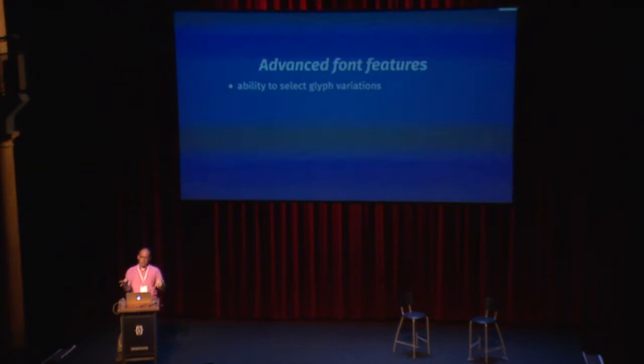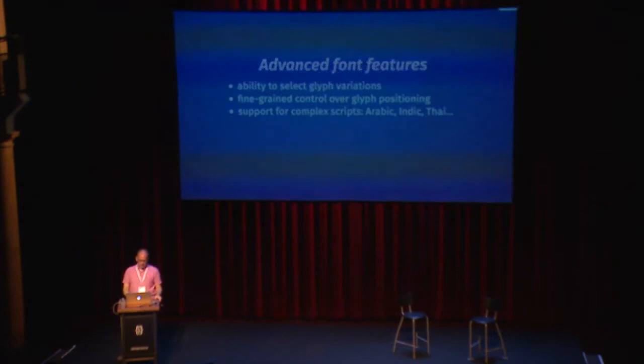Advanced font features also give you a better way of controlling glyph positioning, such as kerning, and also better support for complex scripts, such as Arabic and Indic and Thai, languages where you can have a sequence of code points that mean that the glyphs end up reordering themselves. And it's fairly complicated, and it's one of the features that all of these advanced typography systems have.